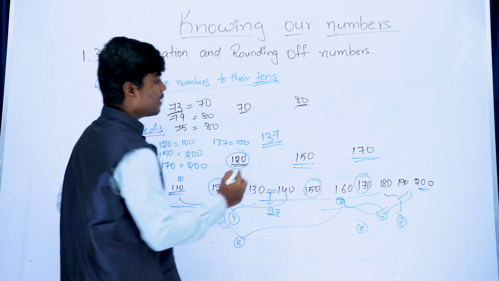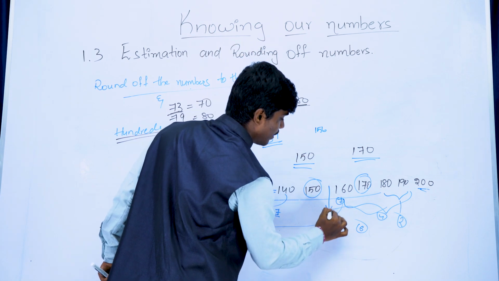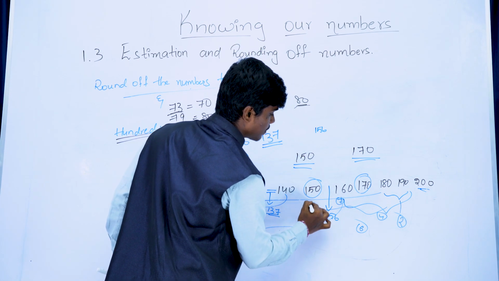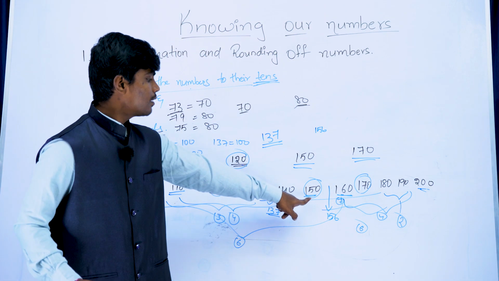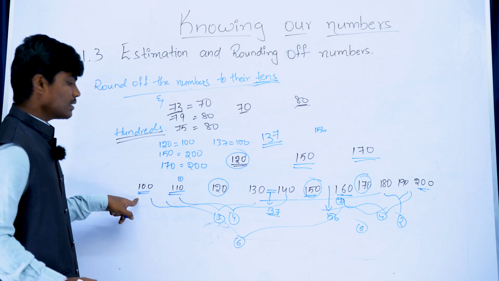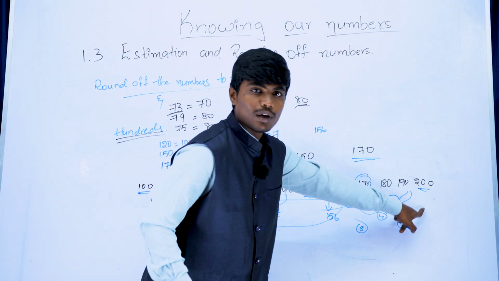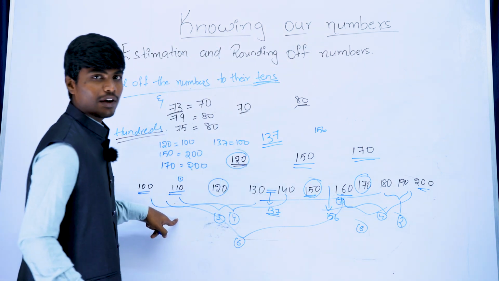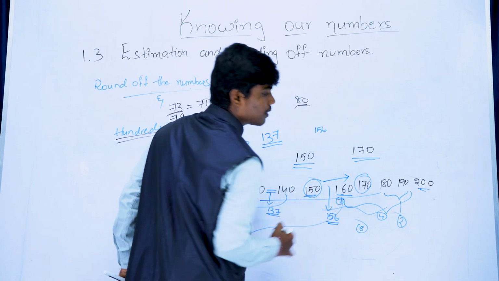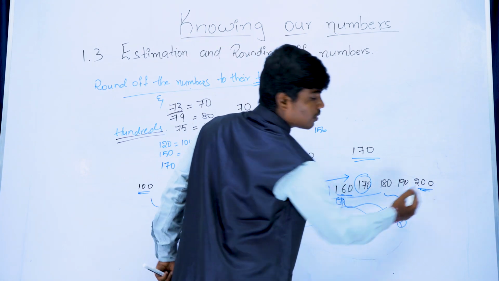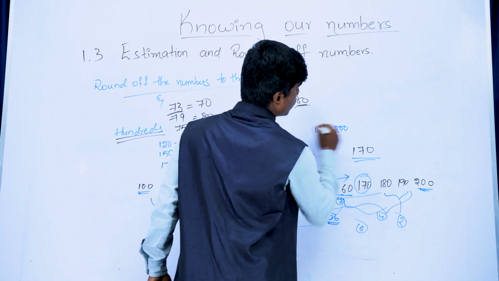If we take 156, it lies between 150 and 160. Here 150 is at the same distance from 100 and 200, 4 and 4. But 156 is nearer to 200. So it is rounded to 200.